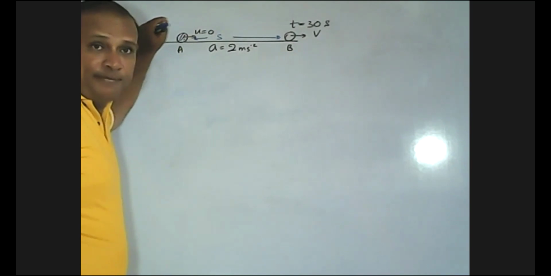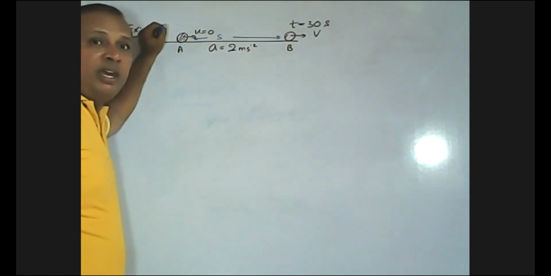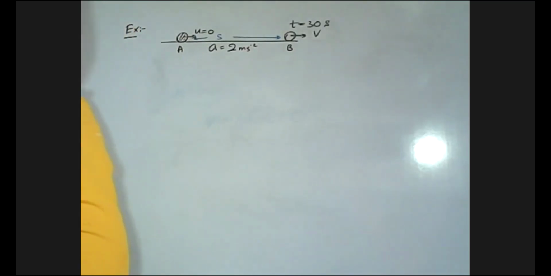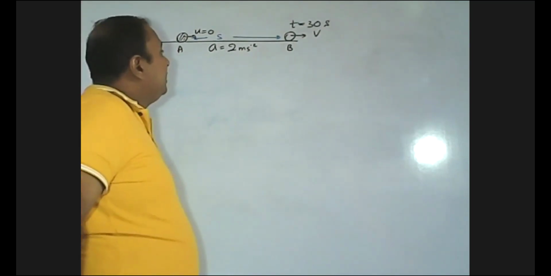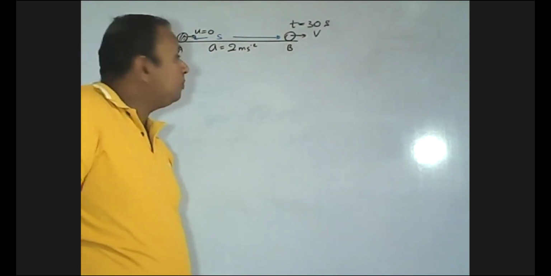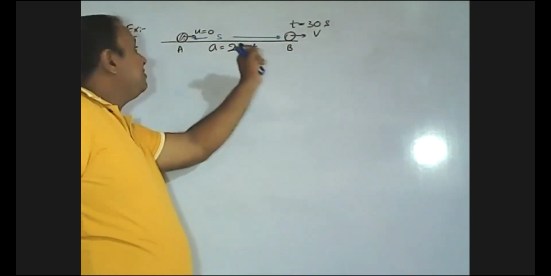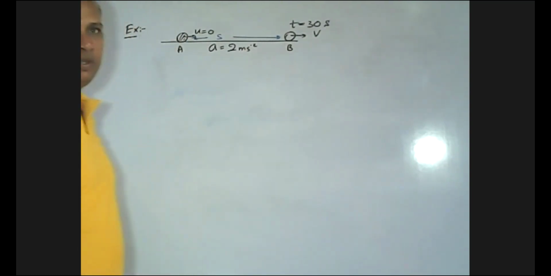The initial velocity is 0 because it is mentioned that this object starts from rest. That means u is equal to 0. The acceleration is 2, it is given, and the time taken is 30 seconds, also given. The final velocity we don't know, that has to be calculated. I have taken that as v, and the displacement also has to be calculated.